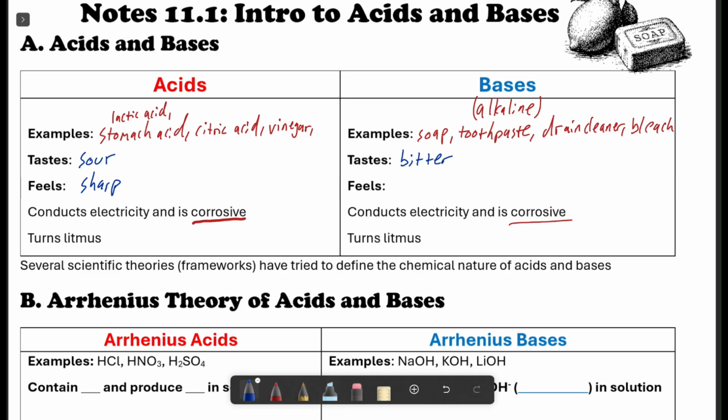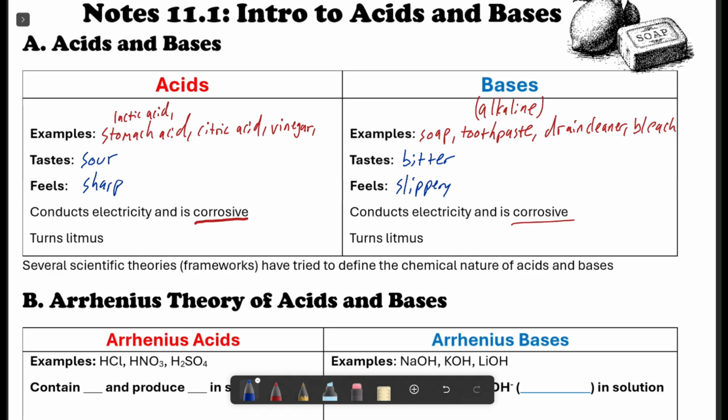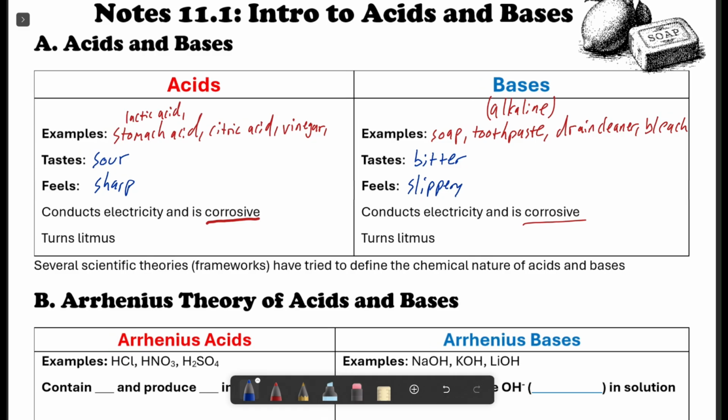Okay, acids tend to feel sharp. And bases tend to feel slippery. Think about soap, it's like a slip and slide. You can create that with a base. You can't create a slip and slide with acid. Don't do that. Yes, Sam? What's the difference between sour and bitter? Sour and bitter?